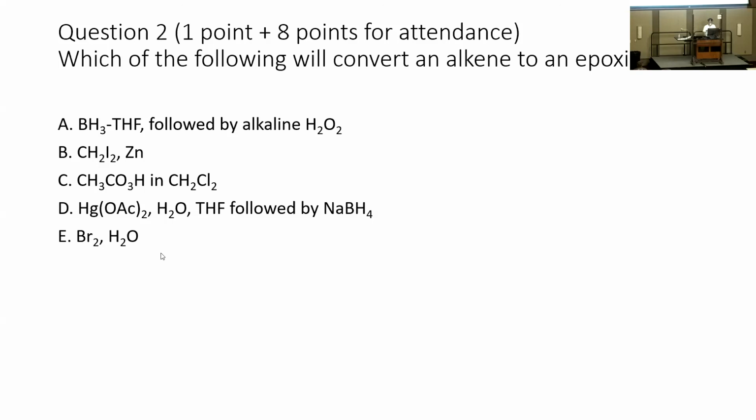Bromine in water will give us the vicinal bromohydrin. We covered that reaction earlier. Borane THF followed by alkaline hydrogen peroxide will give us the non-Markovnikov alcohol, and not because it's an exception or a rule breaker in any way. It's a natural consequence of the mechanism. Diiodomethane and zinc we just did, or you can have zinc-copper couple either way, but that will give us the cyclopropane. This is the only one that's left.